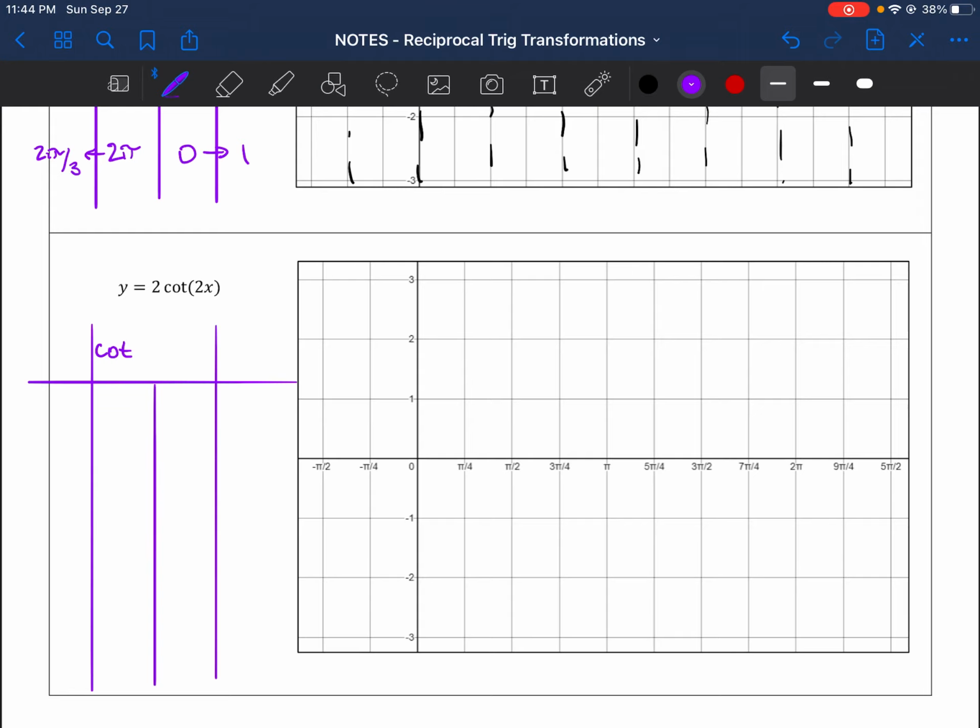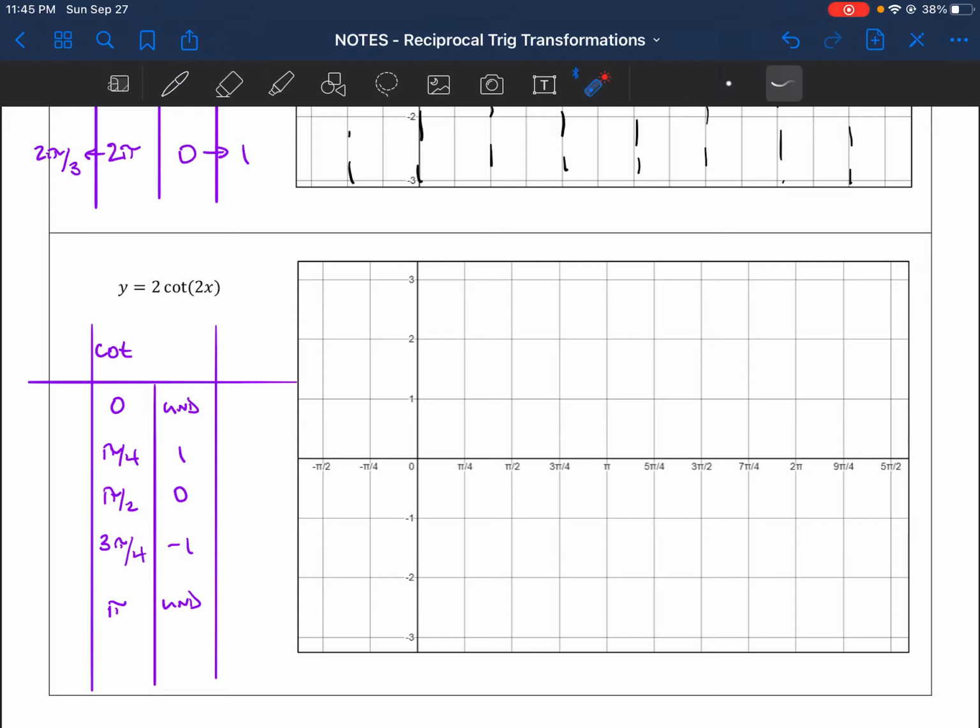So we discussed these common points in the last video. We know at 0, cotangent's undefined due to a vertical asymptote. We know at pi over 4, cotangent is at positive 1. At pi over 2, cotangent's at 0. At 3 pi over 4, cotangent's at negative 1. And at pi, we are back at undefined due to another vertical asymptote.